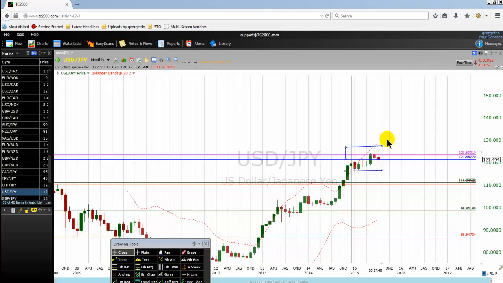Currently, in my view, I believe that this currency pair is a little bit distorted or manipulated, and if the manipulation continues, there is a high chance that we may see in the future a sharp correction.